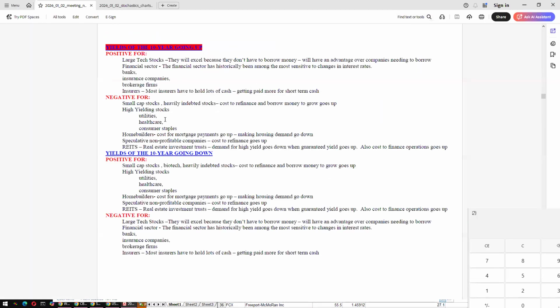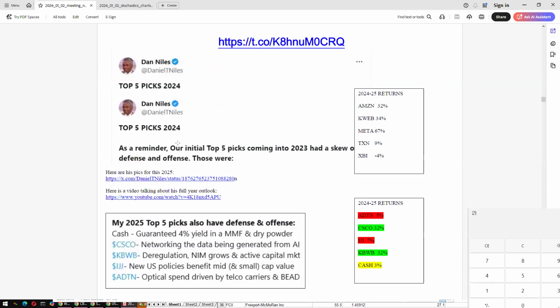All right, let's look at Dan Nowe's picks from last year. We have Cisco up 32% and the KBWB, that's the large cap bank ETF, up 32%. His other picks weren't that great. ADTN and IJJ were both subpar, 5% returns. If he would have kept cash the whole year, he would have only made 3%.